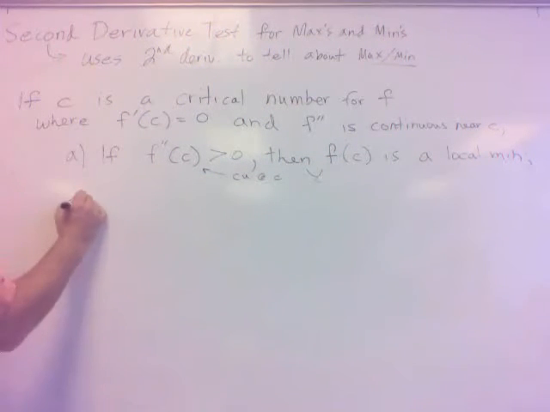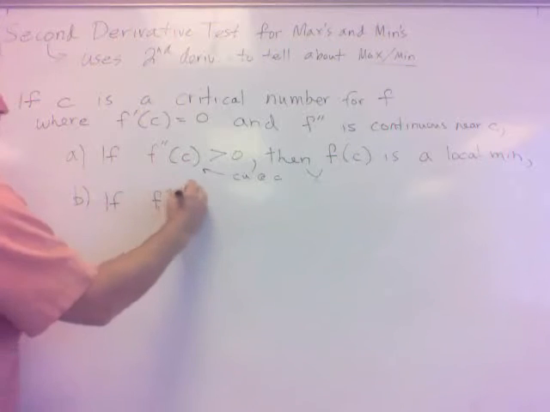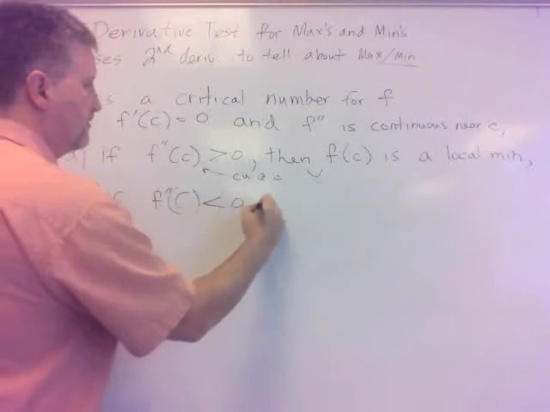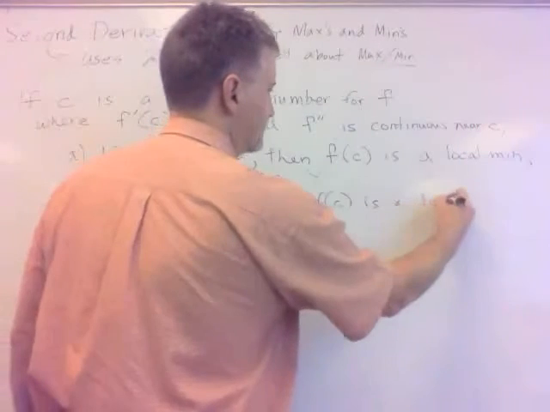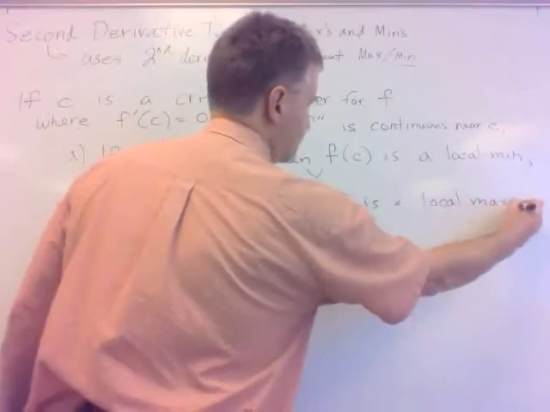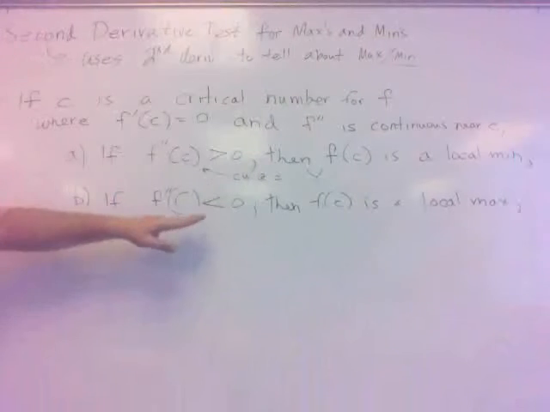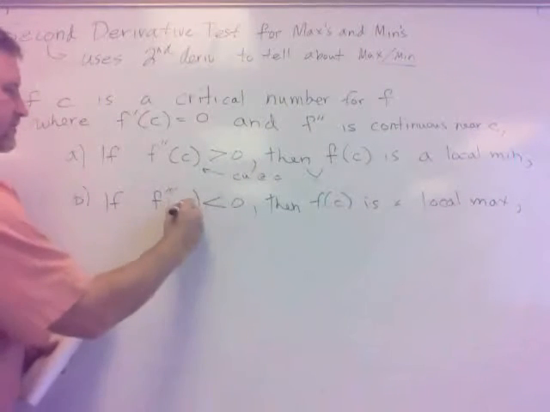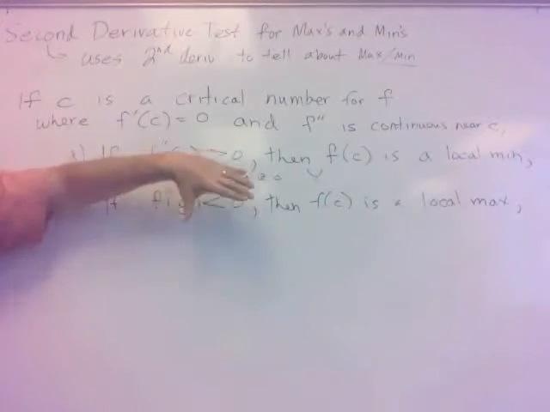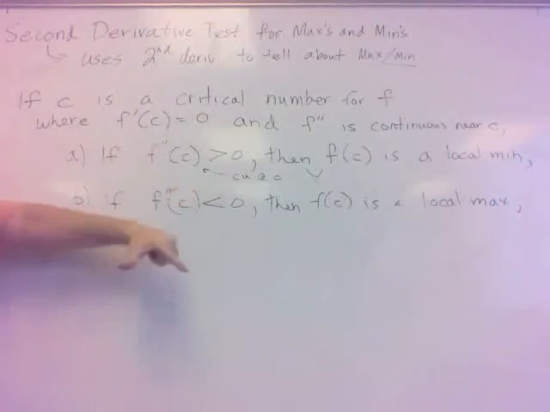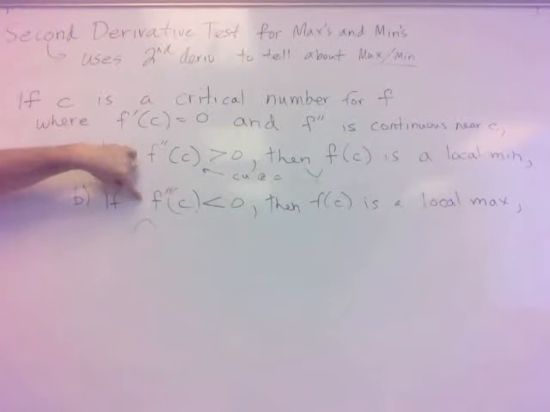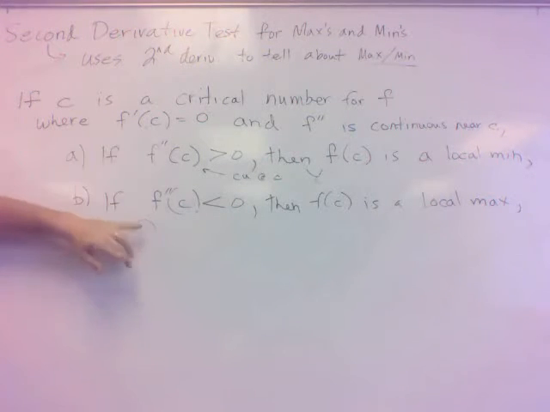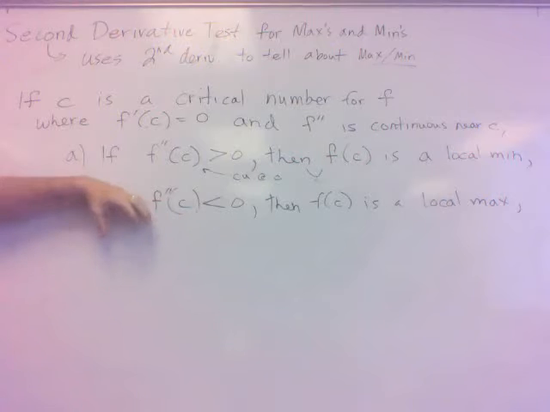Similarly, if f double prime of C is less than 0, then f of C is a local max. Because if the second derivative is less than 0, that's concave down, right? And so I've got concave down, which is more that shape, and so C being that horizontal tangent point, you've got to have a local max.